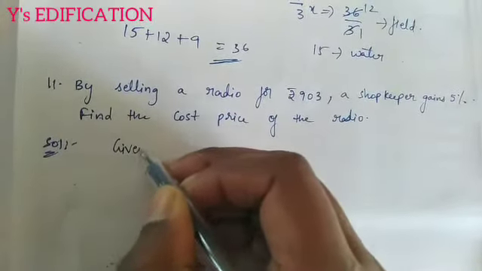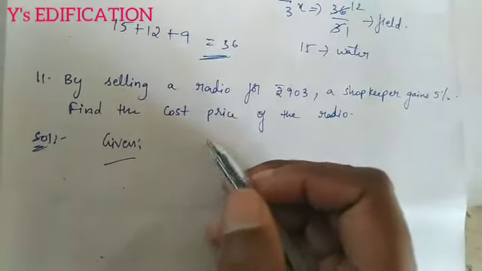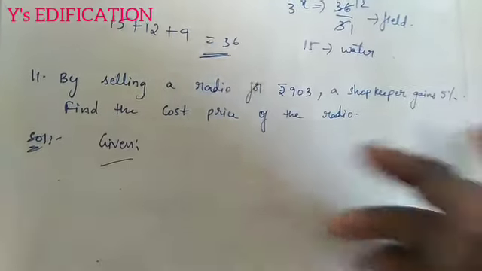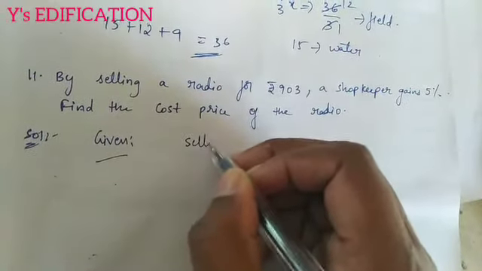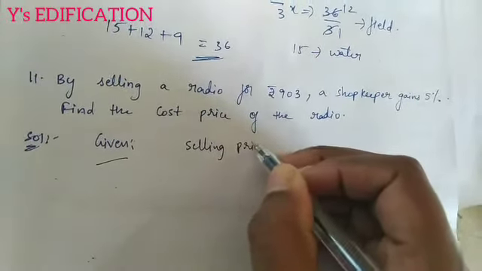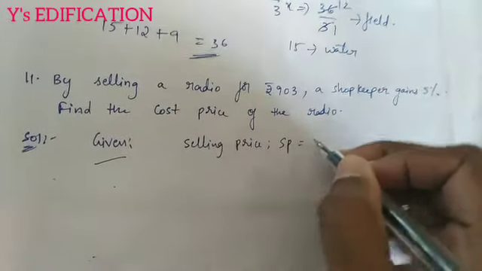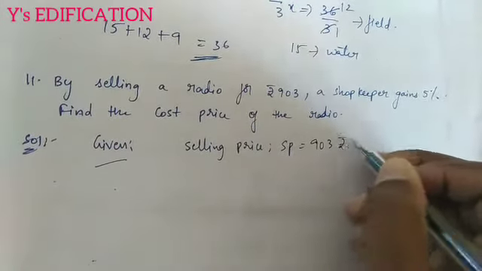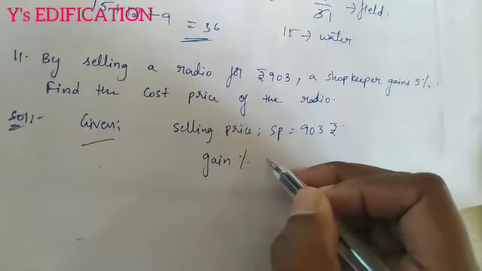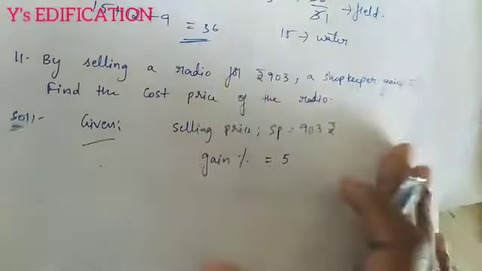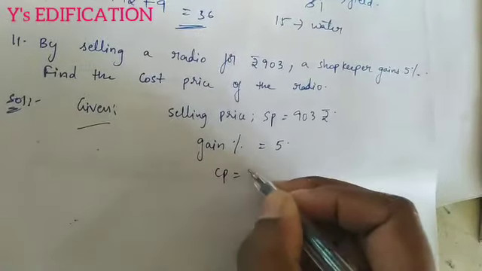Okay, here they gave a selling price and a profit gain. So they are asking us to find out the CP. So what is given in the data? Given selling price. So what is the selling price? SP is equal to 903 rupees. Next, gain percent or profit percent is 5. They are asking us to find out the CP.